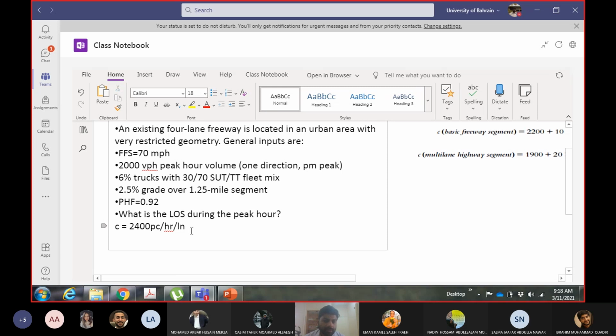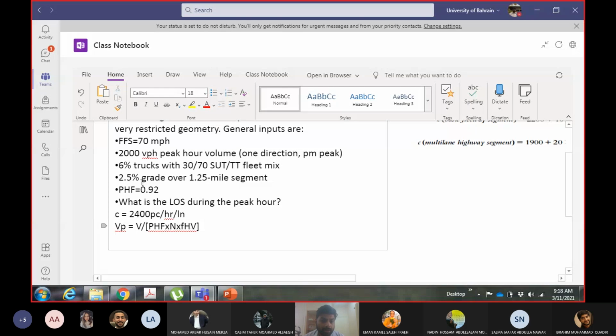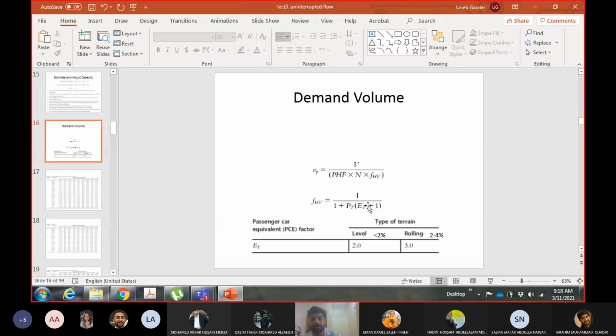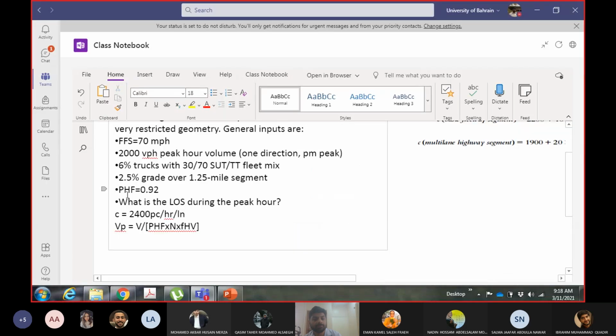Okay, then the next thing was finding out the VP. VP is V divided by peak hour factor into number of lanes into FHV. So now the trucks are given and the gradient is given, so I will find out now. Okay, I found out the FHV.